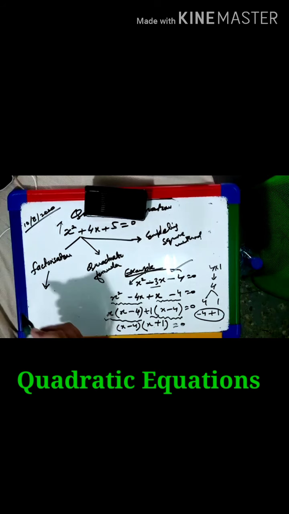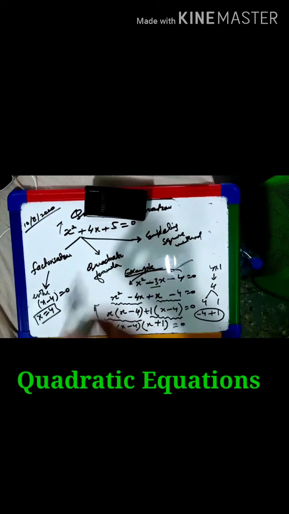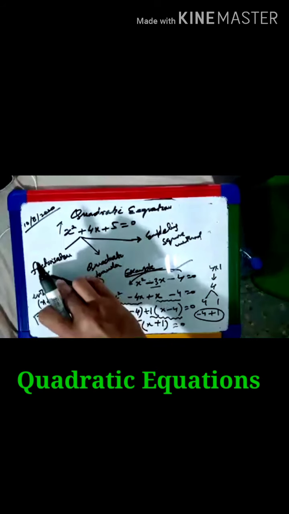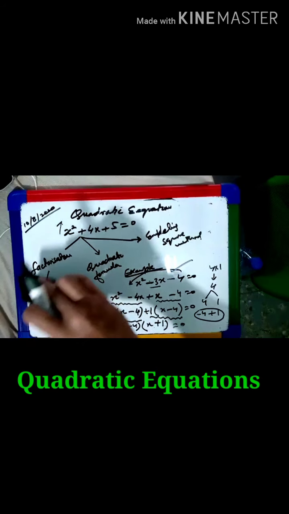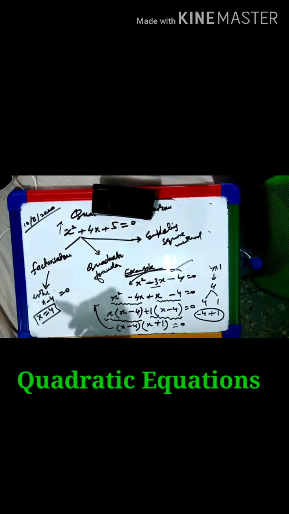Now I can write the product of these two equal to 0. So I can write either x minus 4 equal to 0. If x minus 4 equals 0, then x equals 4, because if I move this to the right side, it will be 4. If I write only one thing, I need not write a bracket. So x minus 4 equals 0, x is equal to 4.